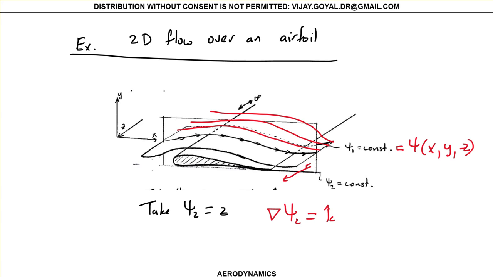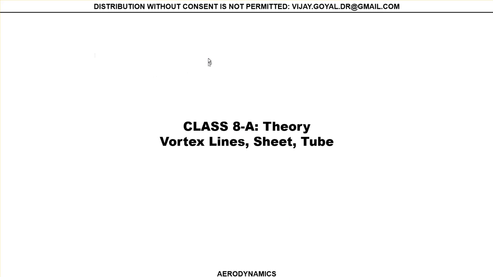And this is going to lead us to the conversation in our next topic of vortices and circulation. So this completes our discussion on a vortex line, vortex sheets, and tubes.